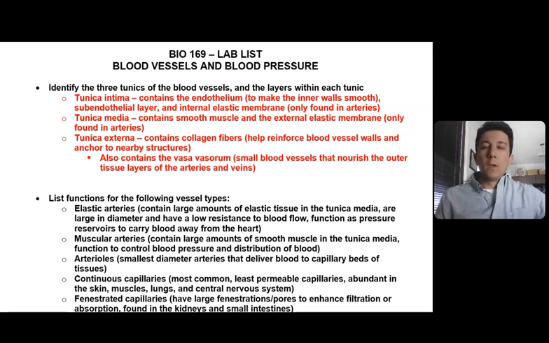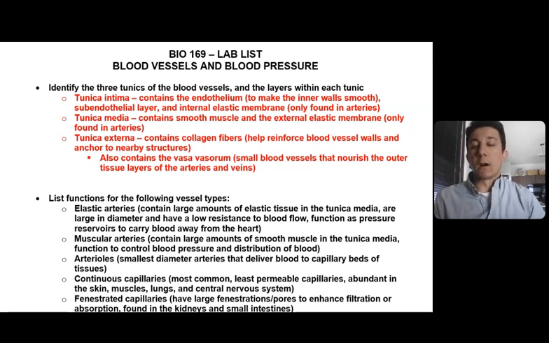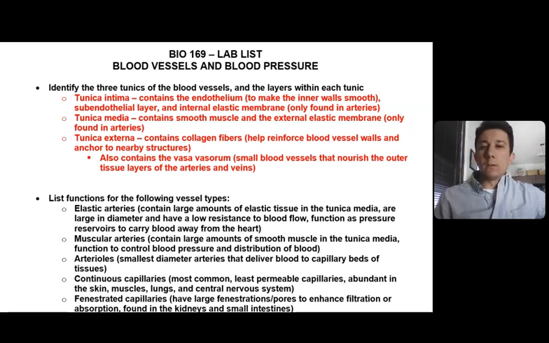So, the first item on the Module 3 lab list here is identifying the tunics of the blood vessels. The tunics of the blood vessels are the layers that make up the walls of the vessels. The term tunic just means a layer or a covering. There are three layers specifically that make up both the arteries and the veins, and those are the tunica intima, the tunica media, and the tunica externa.